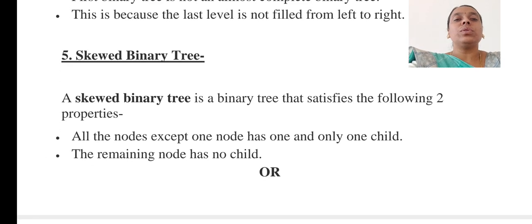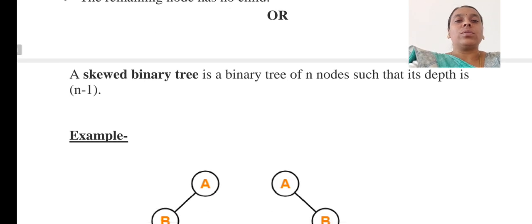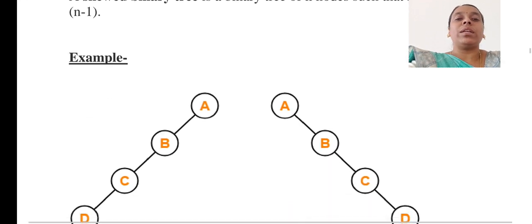So next one, skewed binary tree. The skewed binary tree consists of two types, left skewed binary tree and right skewed binary tree. Here are some properties. All the nodes except one node have one and only one child. The remaining node has no child. A skewed binary tree has a depth of n minus 1.